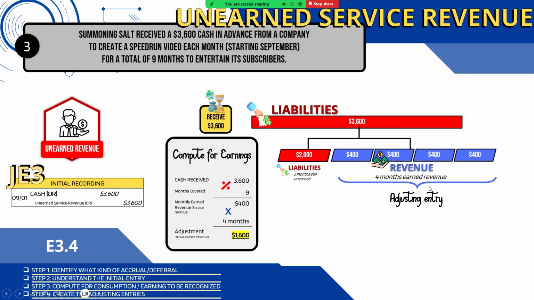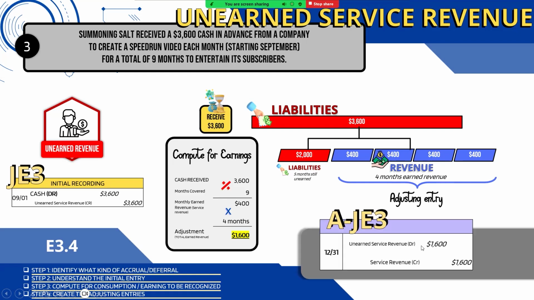And therefore, our adjusting entry would be debit unearned service revenue of 1,600. So subtracting the portion of liability and recognizing that they have finally become part of our service revenue. So debit USR, credit service revenue of 1,600.